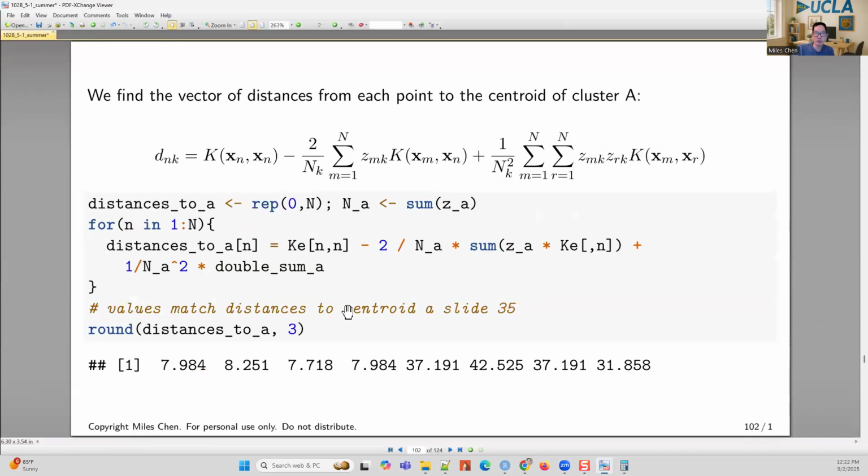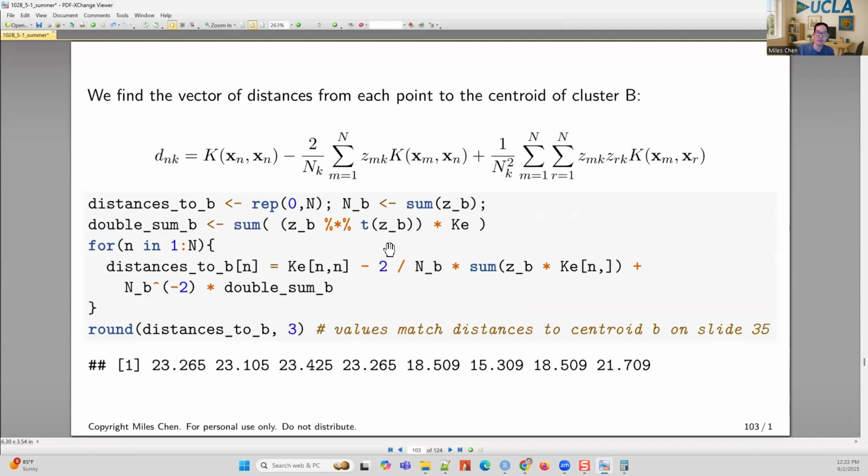So we can do the same thing and calculate the distances to the centroid of cluster B in that transformed space. So, working on the double summation for all of the assignments to cluster B, Z underscore B, and then working through the distances for each of these things, we can get all those in there. And again, these match the values to the distances on slide 93.